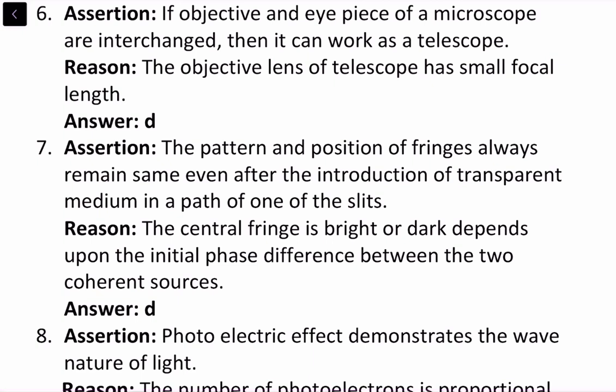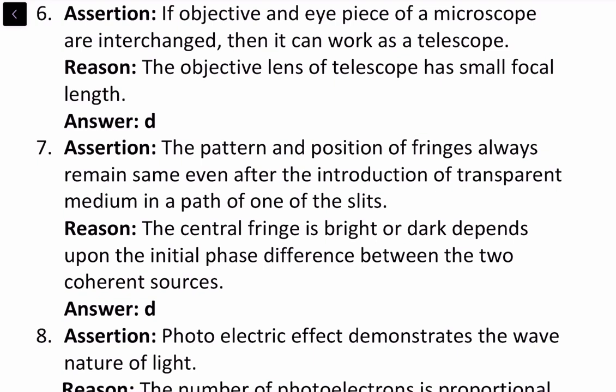So even if you introduce a transparent medium in the path of one of the coherent sources, then what happens? What they are saying, the pattern and position of the fringes will remain the same. No, it cannot be, because after introducing a transparent plate in the path of one of the coherent sources, in the path of one of the slits, then what happens? The path difference will be (mu minus 1) times t between the two waves.